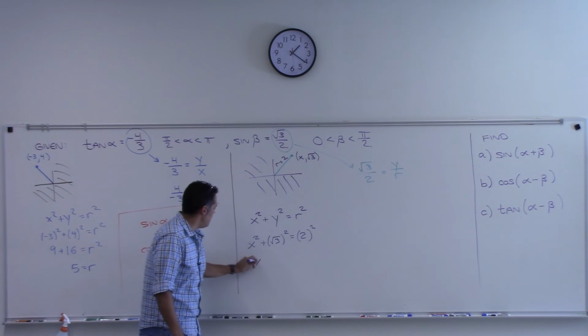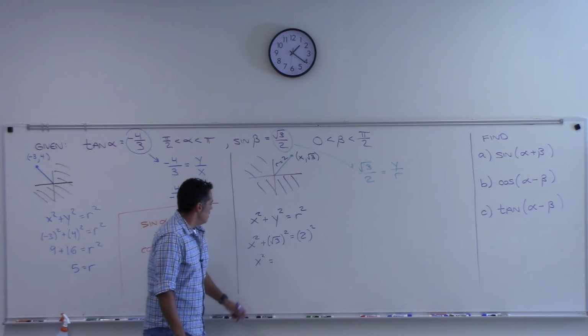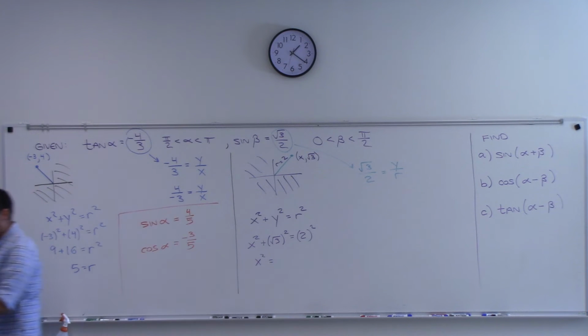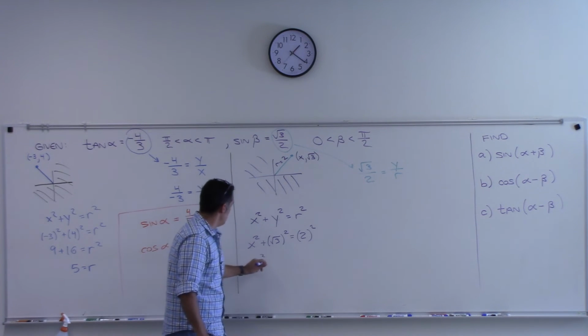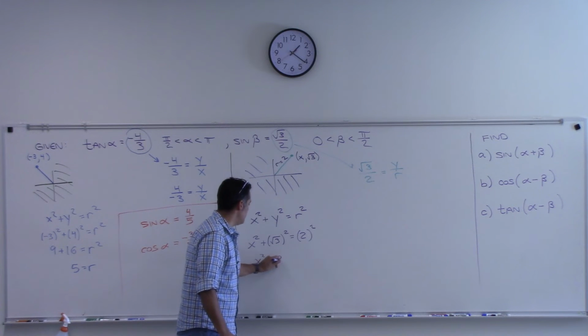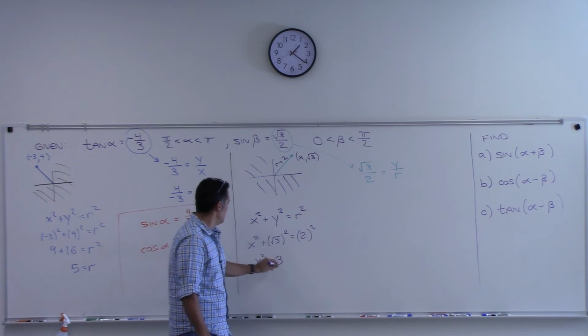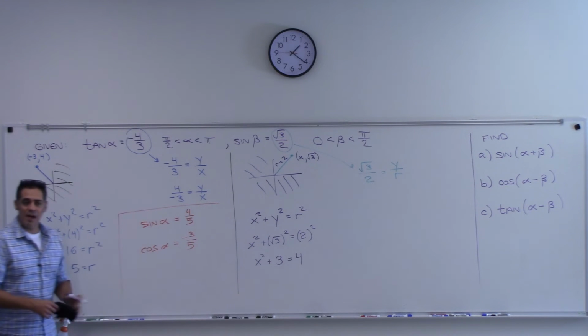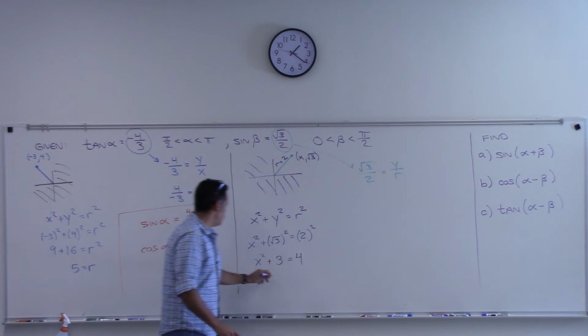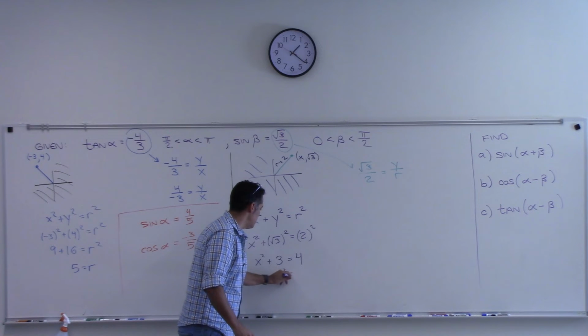So x squared, I don't know why I put an equals there. x squared plus 3, right? Because root 3 squared is 3, equals 4. Subtract 3 on both sides. x squared is 1.